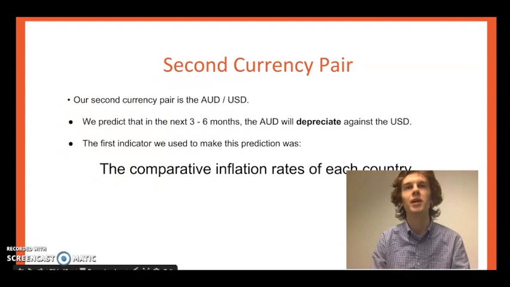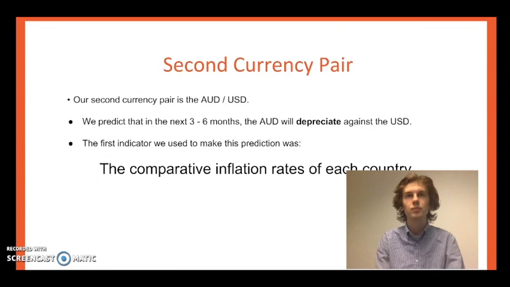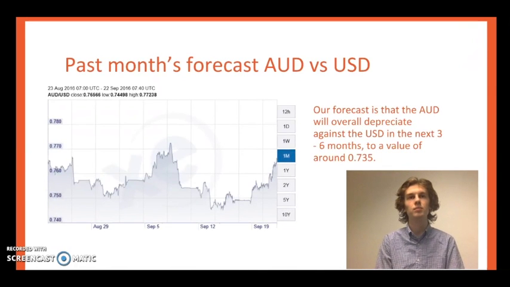The second currency pair which we'll be comparing is the Australian dollar and the United States dollar. Using the same economic indicators as in the previous analysis, we are forecasting that in the next 3 to 6 months, the AUD will depreciate against the United States dollar. We're forecasting a value of approximately 0.735 US dollars per Australian dollar.